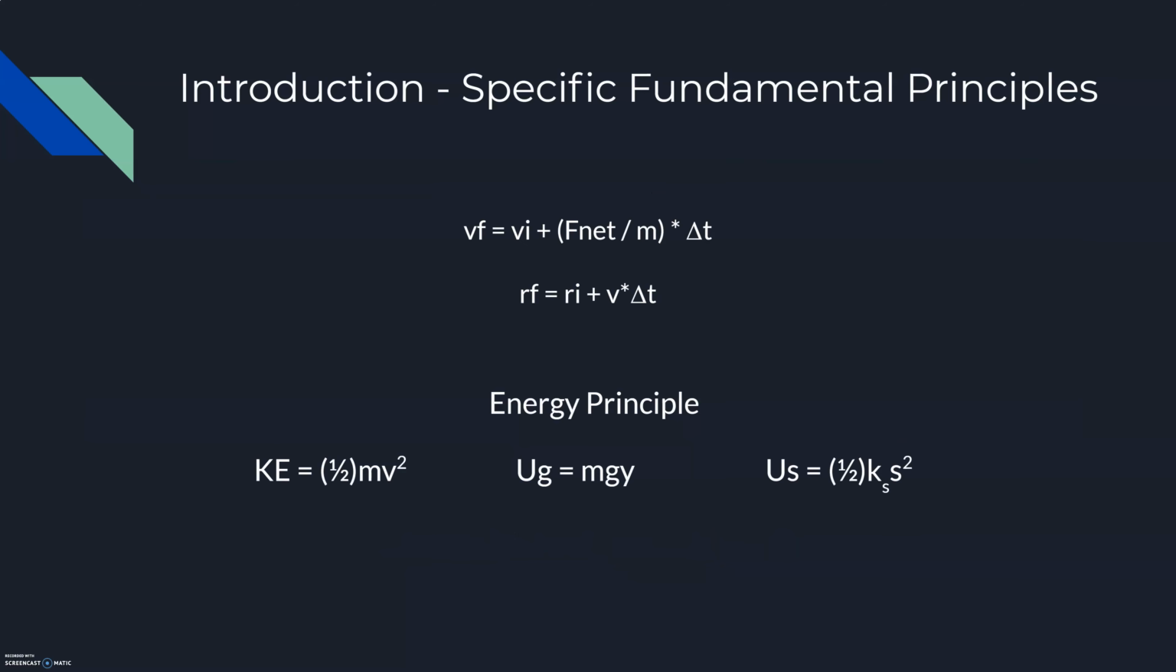Other formulas include the kinematic formulas for final position and velocity using net force over mass as the acceleration, and the energy formulas, which include 1/2 mv squared for kinetic energy, mgy for gravitational potential, and 1/2 ks squared for spring potential.